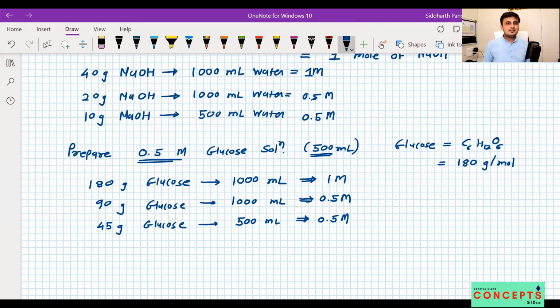It's very easy. Else also we can do with the formula mole per liter. We can find the molarity, we can find the mass, we can find the volume, and also we can do the same thing. But this is easy and convenient and more faster technique to find out the mass required for particular molarity and particular volume of the solution.